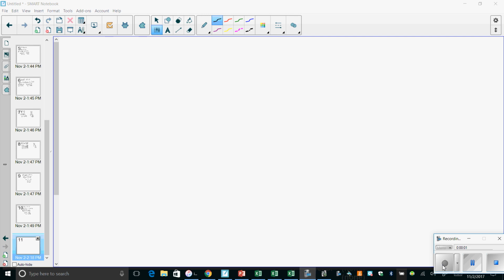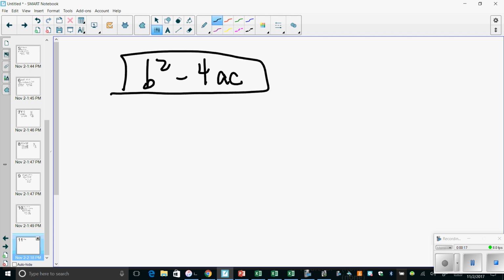Pick up with number 60, which talks about the discriminant. Now the discriminant is just b squared minus 4ac. That's all it is. It's the part that, if you're doing the quadratic formula, is underneath the radical. If you find the discriminant and you get a positive number, that tells me that there are going to be two real solutions.